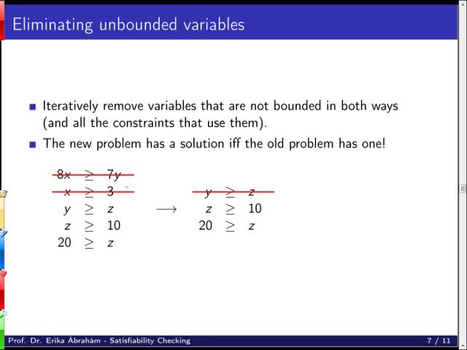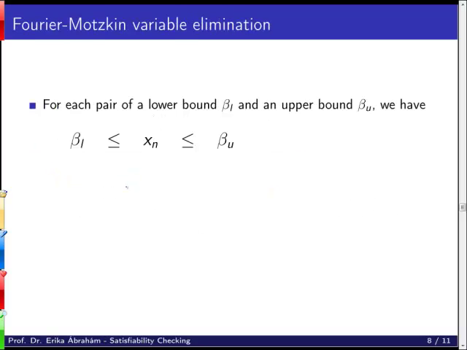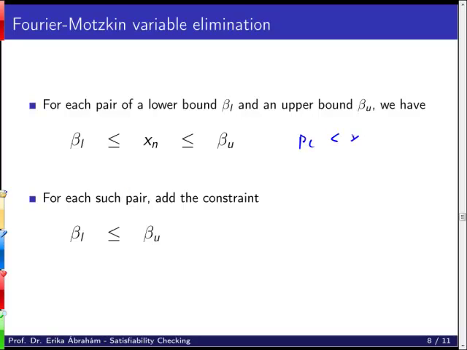Exactly. So now I must apply this combination of bounds, and how that works is: if I have a lower bound and an upper bound, and the variable that I would like to eliminate is in between, then I just add the constraint that the lower bound must be less or equal to the upper bound. Similarly, if I have the inequations, let's say beta L is less than xn, which is less or equal to beta u.